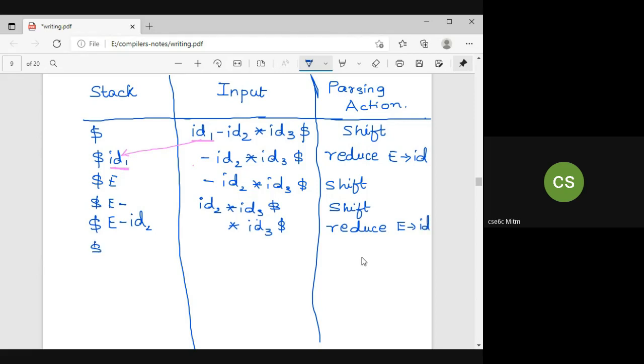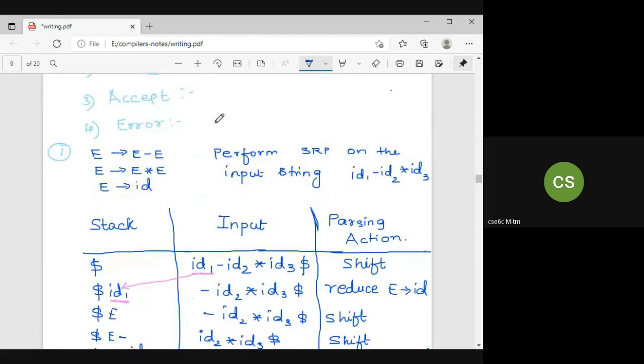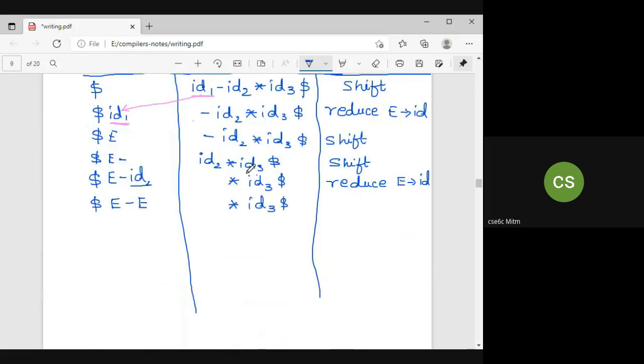So what will happen here? E will remain as it is, minus will remain, and this ID2 is getting reduced to capital E by this production. What remains in the input? Star, ID3 and dollar will remain. Next see E minus E, this entire string can be reduced. E minus E can be reduced to E. So what action are you taking here? Reduce.